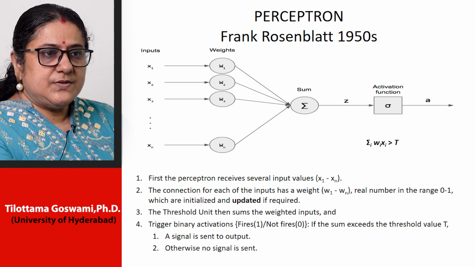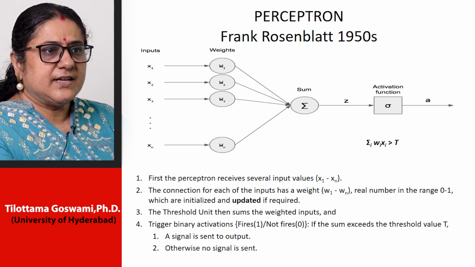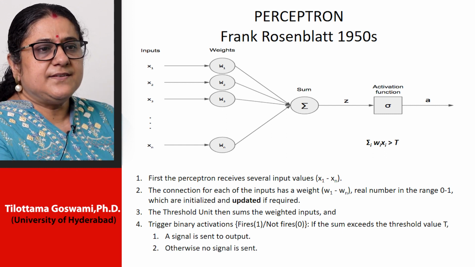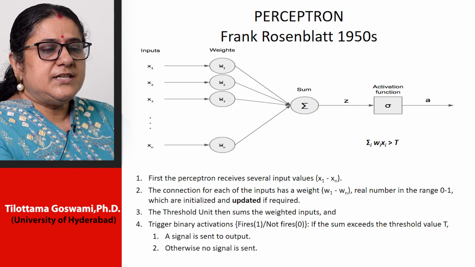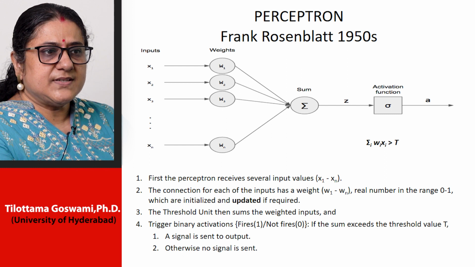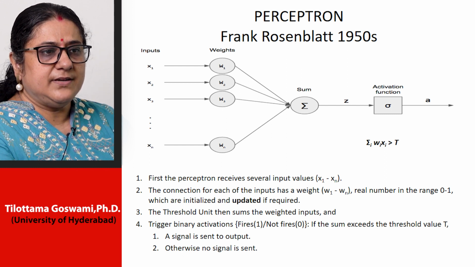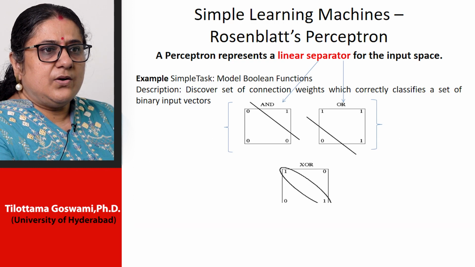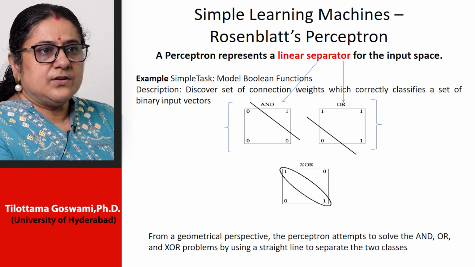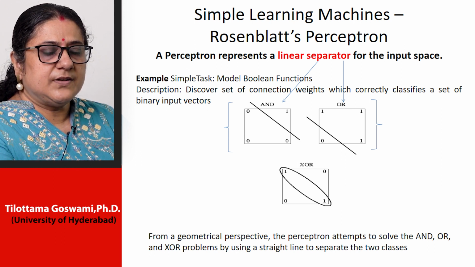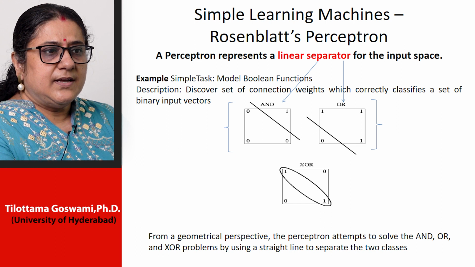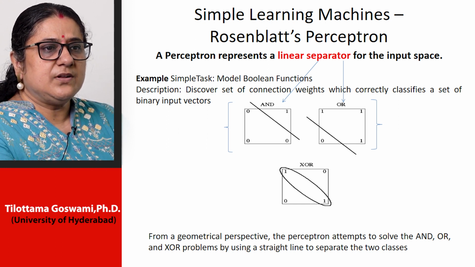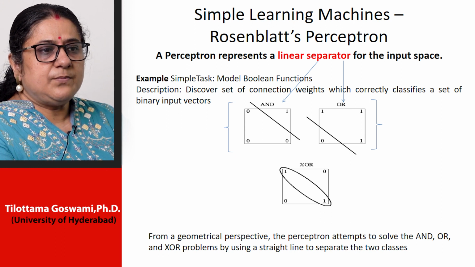Several input values are taken, x1 to xn. Each of these inputs has a weight w1 to wn, initialized and then updated. The threshold unit then sums the weighted inputs and triggers the binary activation. We see here AND or XOR. XOR is not able to be separated because it is not linearly separable. So from the geometrical perspective, the perceptron attempts to solve AND and OR, but the XOR problem is not solved.